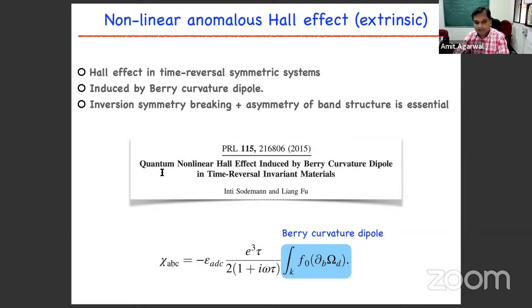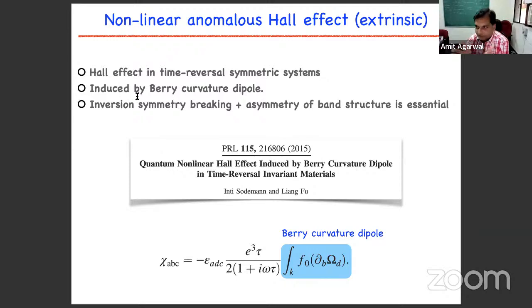And the idea is that in time reversal symmetric systems, in the absence of a magnetic field, you expect there will be no anomalous Hall effect. Okay? So then the question is, what is the lowest order Hall signal that you can measure in such materials? And this is the first nonlinear Hall signal, the second order nonlinear Hall signal, that you can measure. Okay? So this is the lowest order Hall effect which you can measure in time reversal symmetric systems in the absence of a magnetic field. So that is important. Okay.